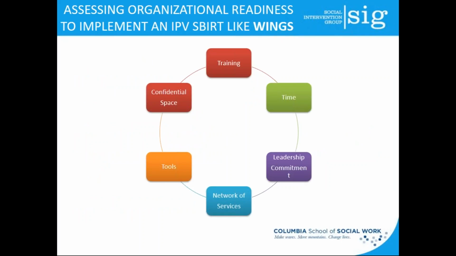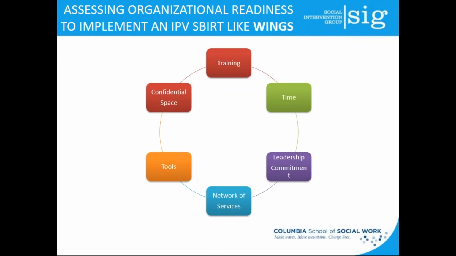So just a few things to consider if you're thinking about implementing WINGS in your organization or another IPV SBIRT model. Things like staff training available. Do staff have available time to do it? Is there a leadership commitment, and is it consistent with the values of the organization? Is there funding to do it? And the need to build a network of services to refer women to.